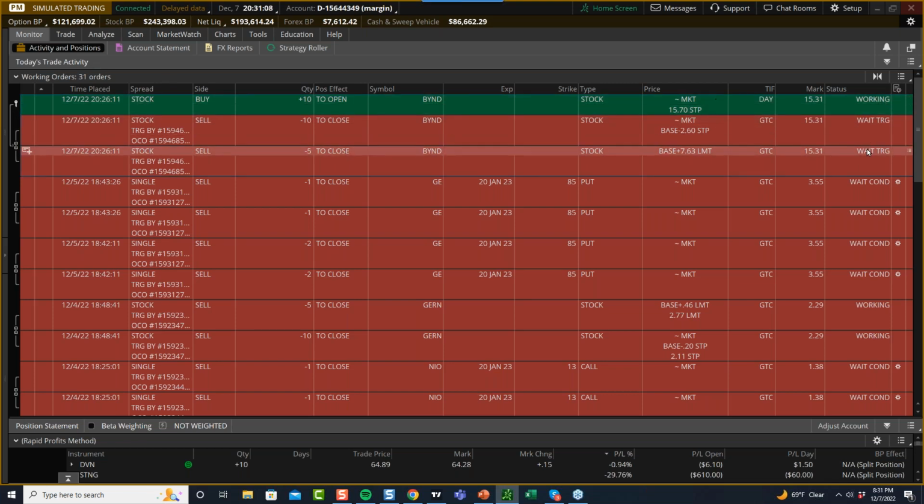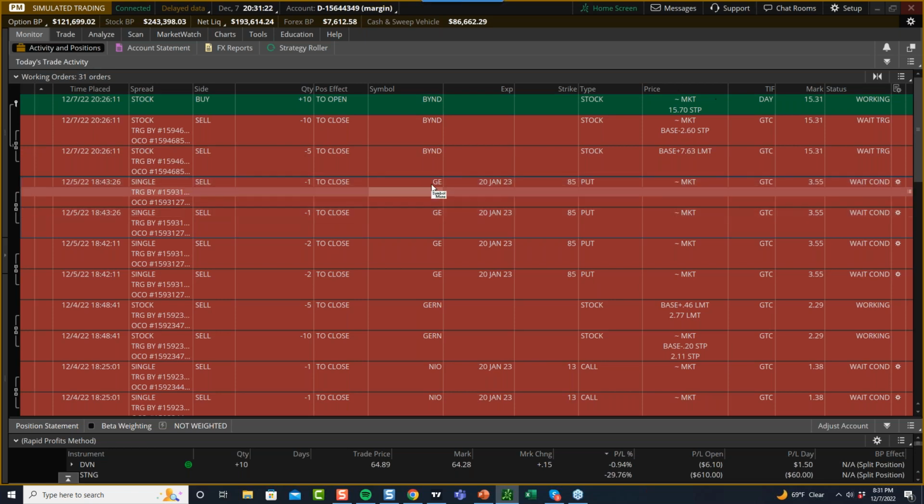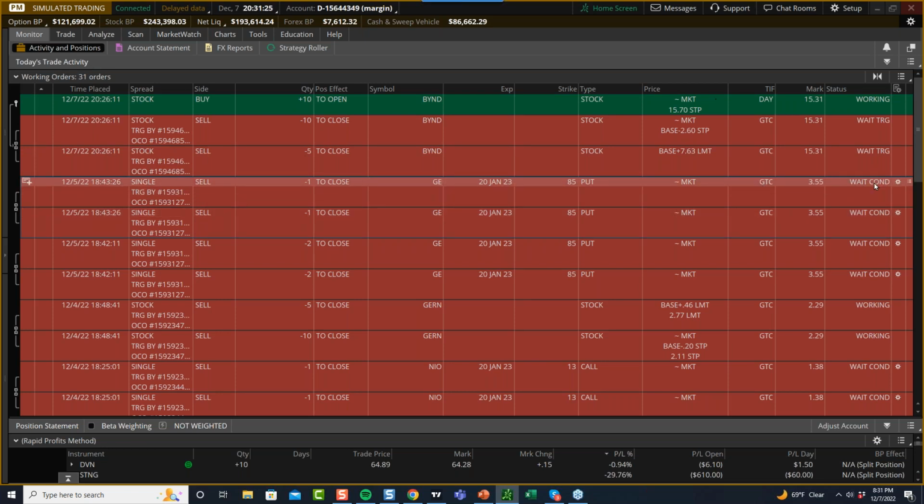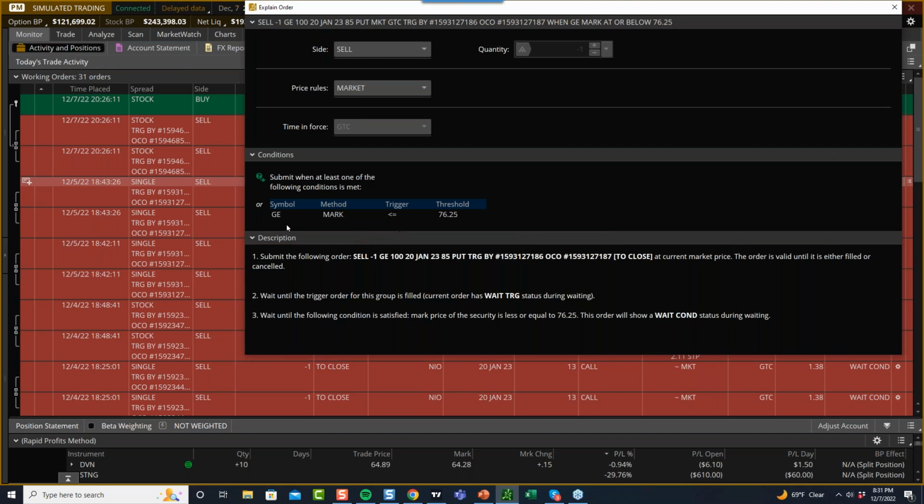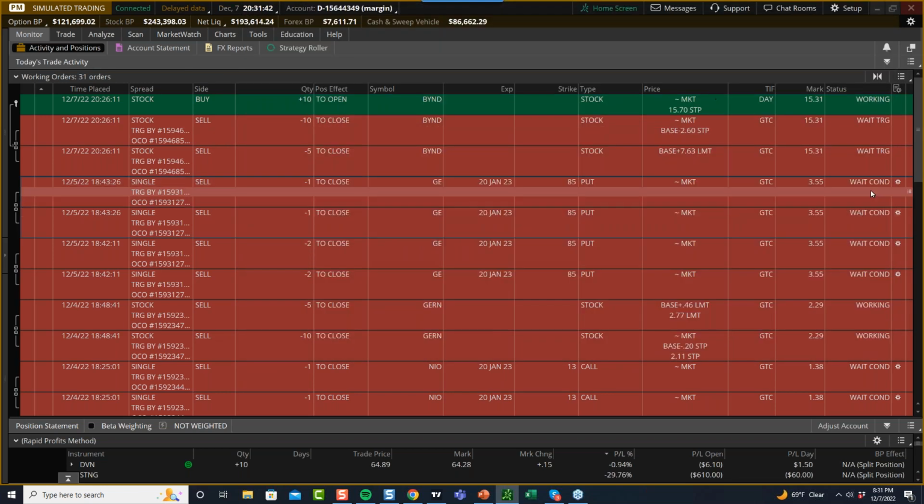These red orders are not active at all. They're not even in the market until the buy executes. The waiting conditions here, see, these are active trades. This is a GE put. This is waiting conditionally. That means it's active, waiting on the condition. What's the condition? The condition on the option trade is that GE marks less than or equal to 76.25. This is an exit on an option trade, on a put. That's the profit target.